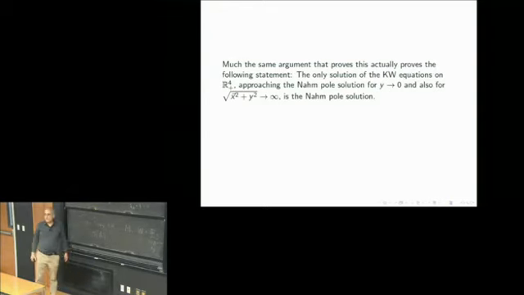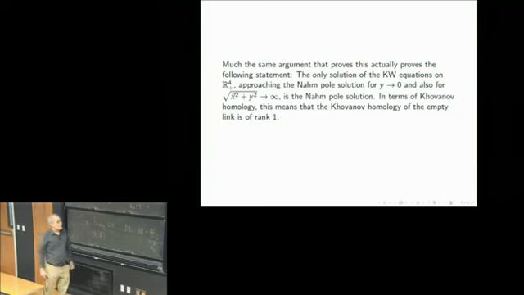So that means that the complex associated to the empty link is of rank 1 and bigrading 0,0. So the Khovanov homology of the empty link is of rank 1 with the expected bigrading.